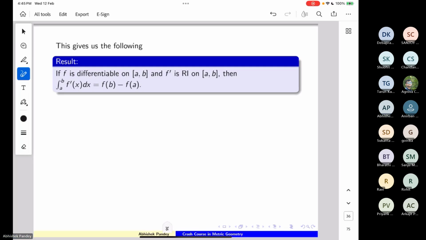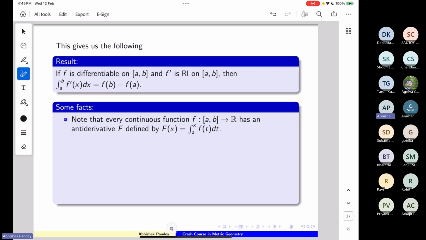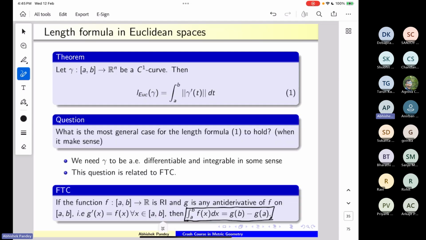Okay. So at this point, it is important to note some points. Note that every continuous function f has an antiderivative. In the previous statement, we saw that if the function f is Riemann integrable and g is any antiderivative of f, then the formula holds. But it is not always true that every Riemann integrable function has an antiderivative.